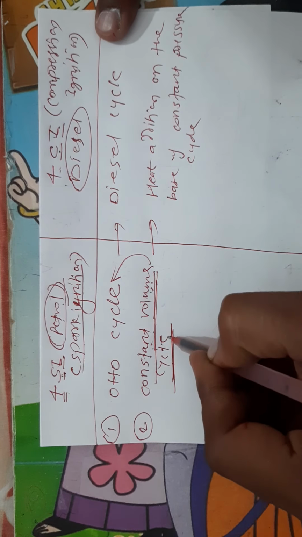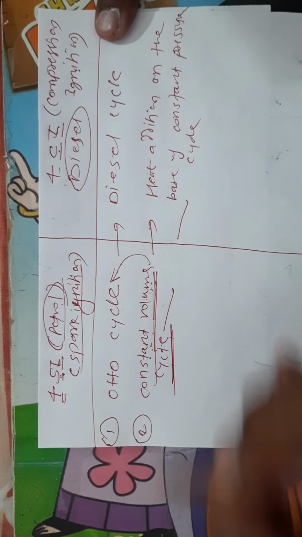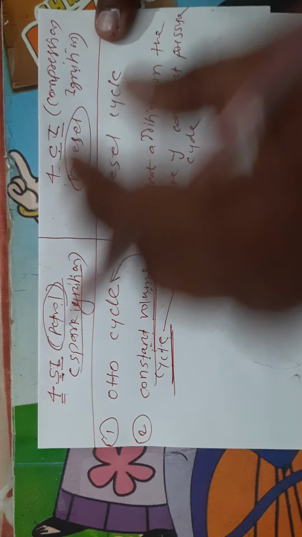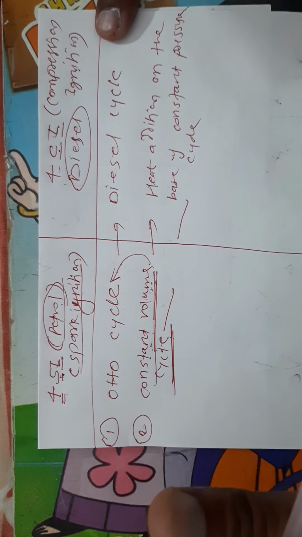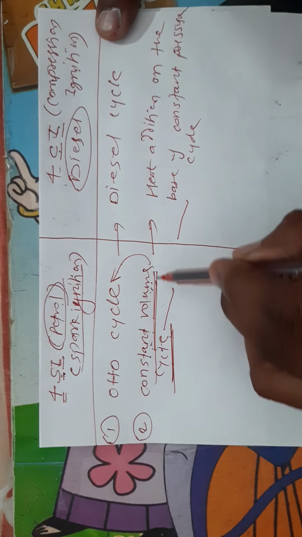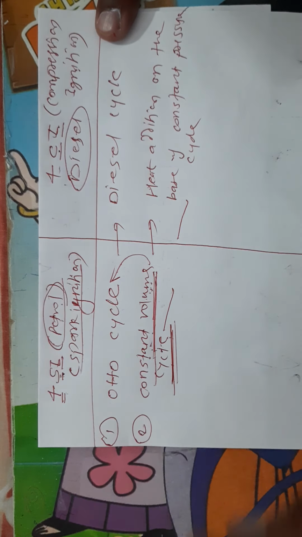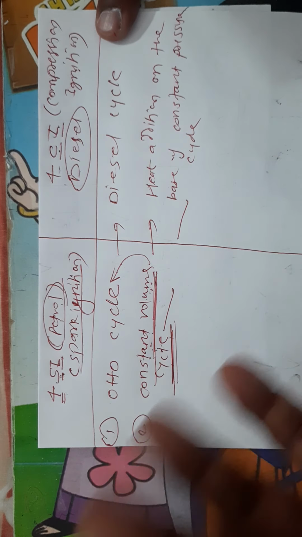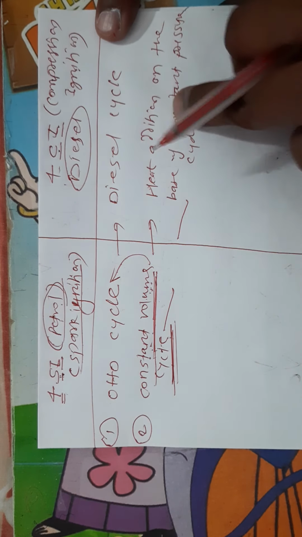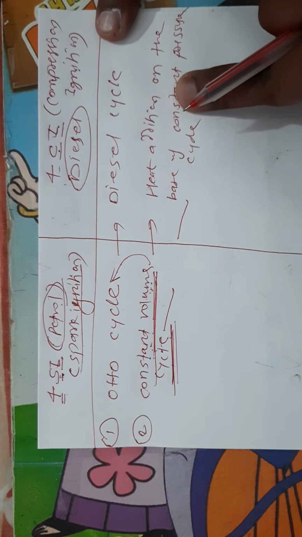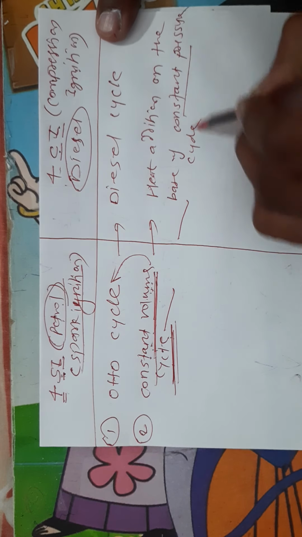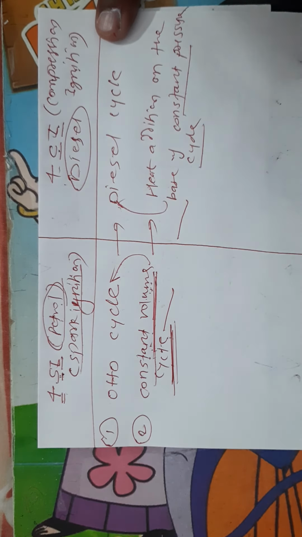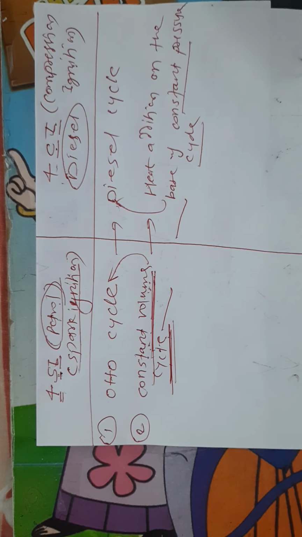So here the constant volume process is used, and here the constant pressure process is used, to add heat in our petrol engine and diesel engine respectively. In the petrol engine the constant volume cycle is used to add heat for the burning process, and in our compression ignition engine, our diesel engine, heat addition depends on the constant pressure cycle. This constant pressure cycle is part of our diesel cycle. We'll see later on what the Otto cycle and diesel cycle are.